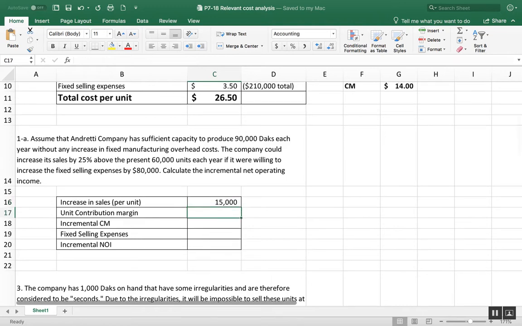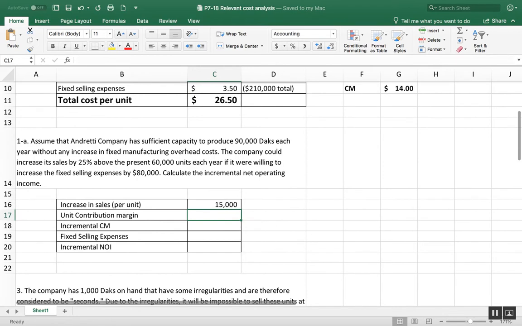Now remember up here, here's where my contribution margin comes in handy. I have a contribution margin of $14. All that means is that for every unit I sell, I earn $14 toward covering fixed costs. So if I produce 15,000 additional units at that $14, what's my incremental contribution margin? So I'm going to just take that and multiply that out. And that is my incremental contribution margin.